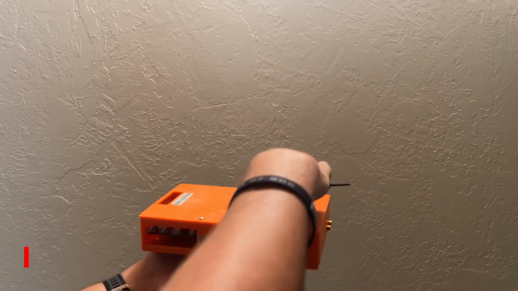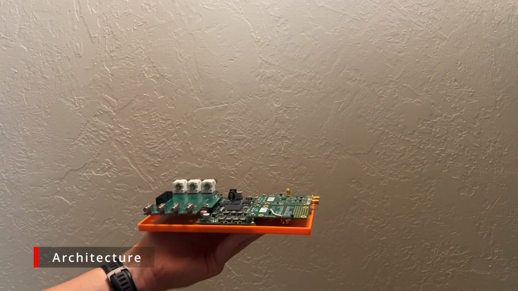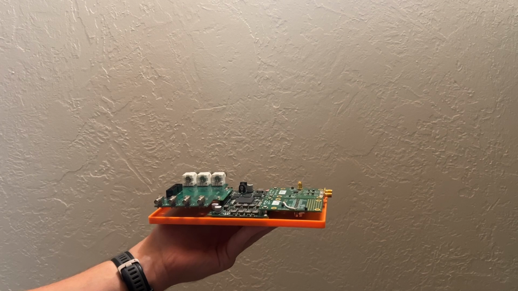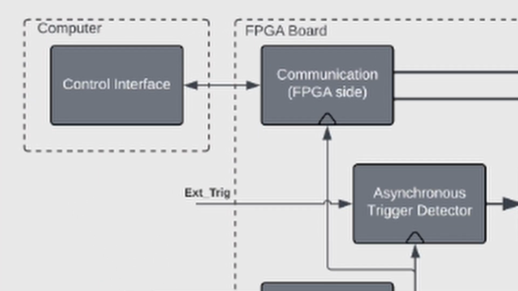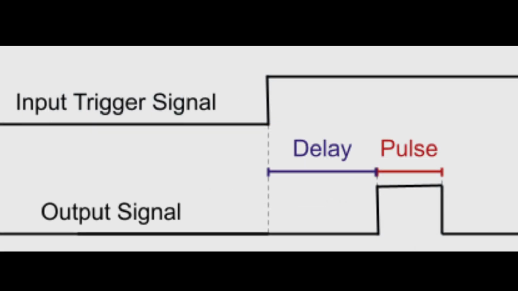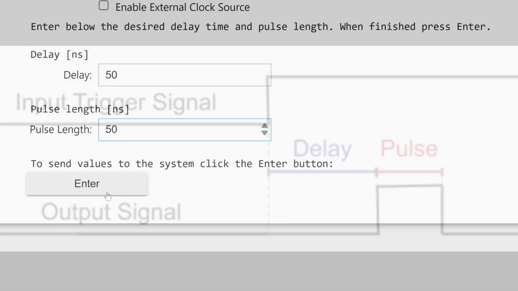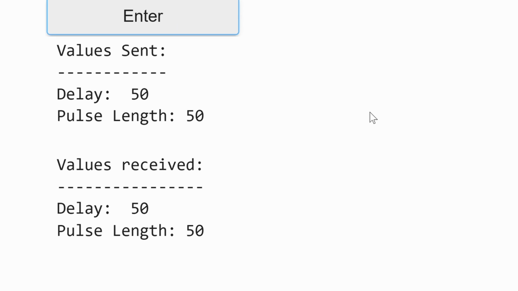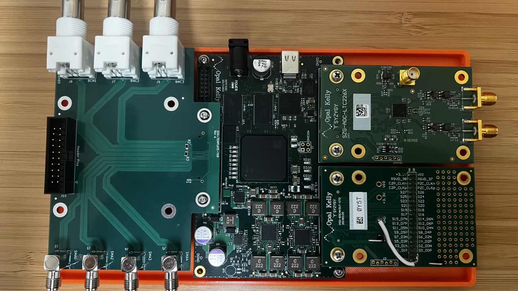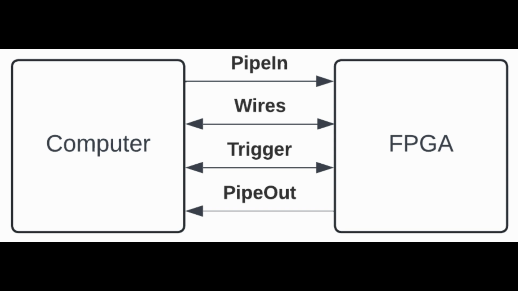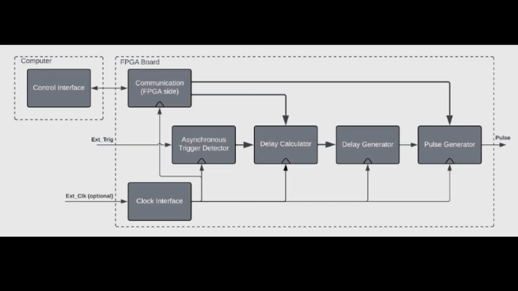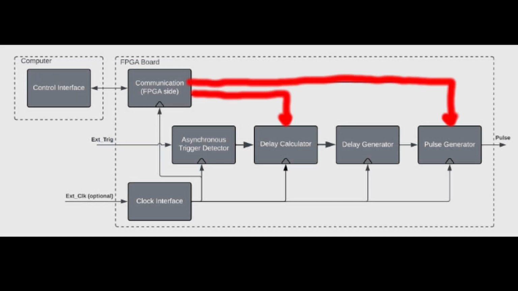The PDG is composed of 7 main modules, which are associated with either the computer or FPGA board. On the computer side, the control interface runs the user interface and manages communication with the FPGA. It sends configuration data such as target delay and pulse width, and receives measurement data back from the system. Inside the FPGA, the communication module handles data exchange with the control interface. It routes user-provided settings to the appropriate blocks and sends system measurements or status updates back to the UI.